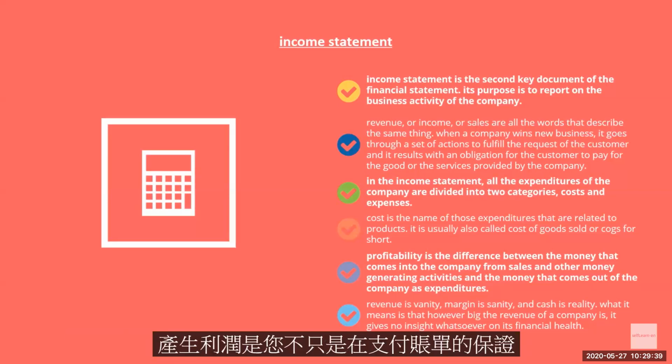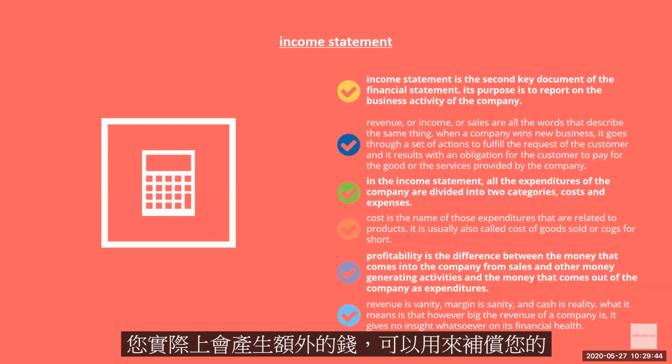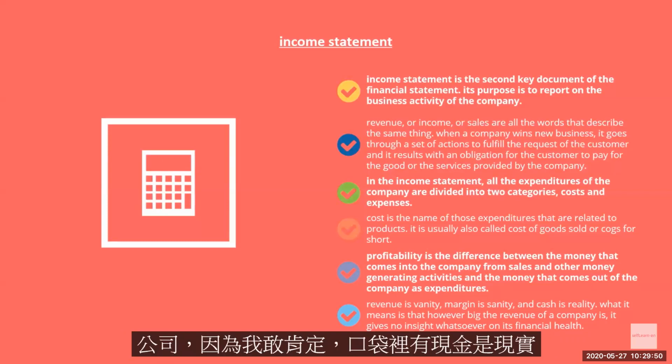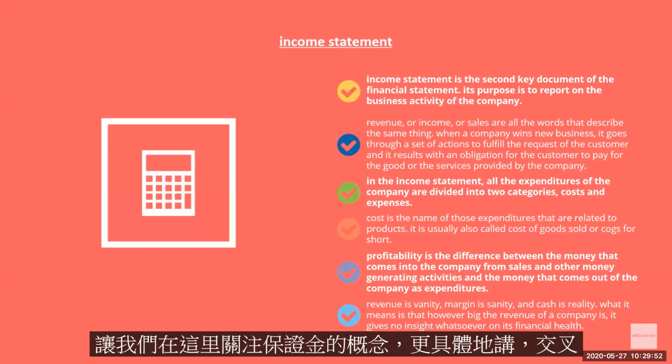Making sure you generate a profit is the guarantee that you're not just working to pay the bills. You actually generate extra money that can be used as a compensation for your investment, such as dividends, or reinvested in the development of your company. As I'm sure you already got why cash in your pocket is reality, let's focus here on the concept of margin, and more specifically, gross margin.